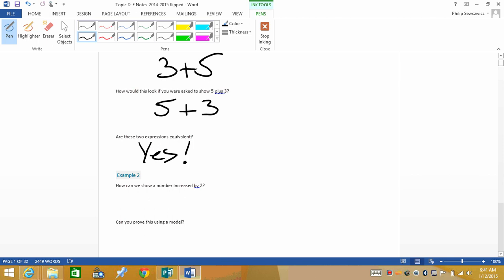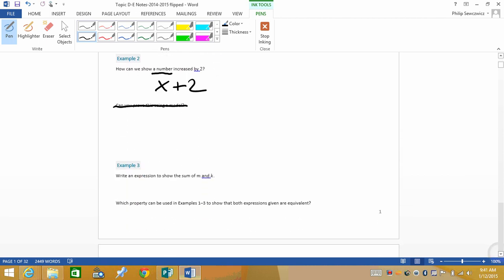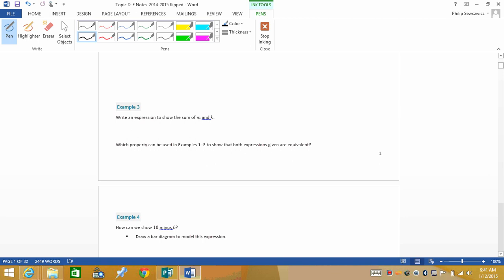So now we're going to show how we show a number increased by 2. The big thing here is a number. We don't know what that number is. So what do we end up using for that? Well, we use a variable. So we use a letter. Typically, X is our most popular one. Increased means to add. So X plus 2. And there we go. Don't worry about proving it using a model. I'm not worried about that particular portion right now. So let's keep moving forward.